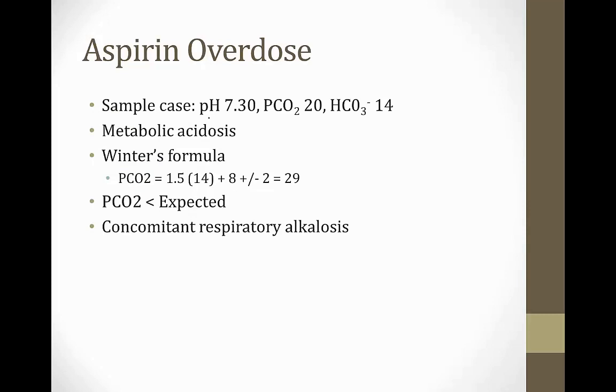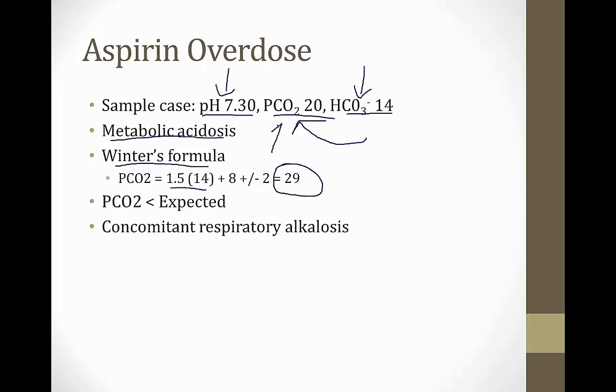So let's presume we have a patient with a pH of 7.3, a PCO2 of 20, and a bicarb of 14. The pH is low, so it's an acidosis, and the bicarb is also low, so this means it is a metabolic acidosis. Now the PCO2 is low because the lungs are compensating, but we're going to use Winter's formula to determine if that compensation is appropriate. So Winter's formula says that the expected PCO2 is 1.5 times the bicarb of 14 plus 8 plus or minus 2, and this works out to 29 plus or minus 2.